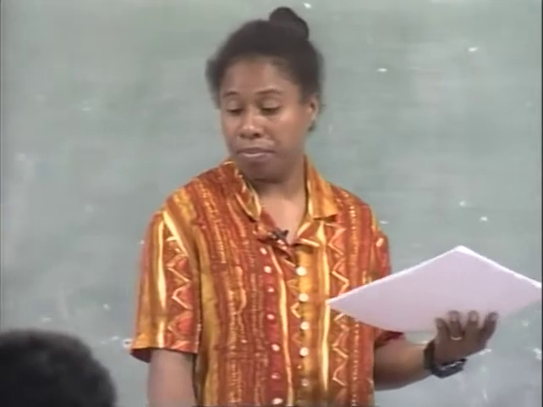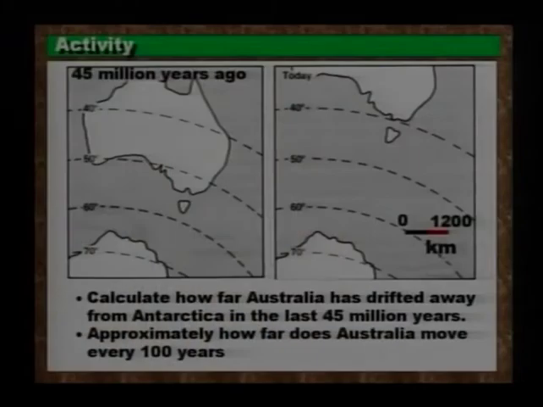Second question, you are now supposed to calculate, using that same information, how far apart Australia has drifted away from Antarctica in the last 45 million years. The last 45 million years, how far has Australia drifted away from Antarctica? Patrick.